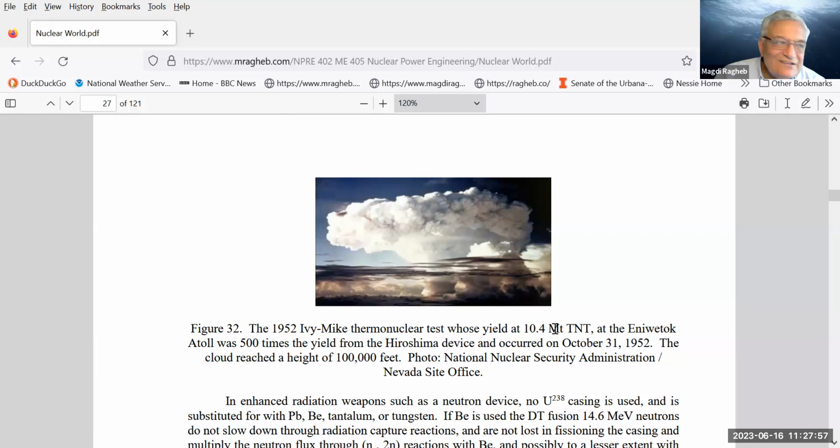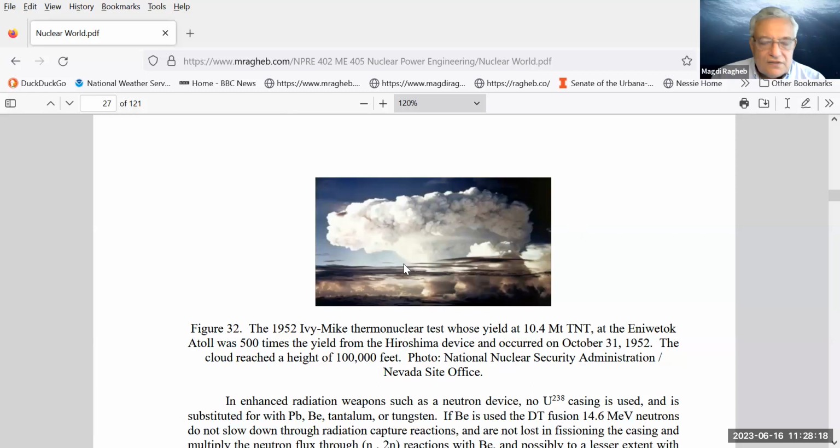So we're not talking kilotons now. Remember, Hiroshima was 15 kilotons. Nagasaki was 21 kilotons. Kilo is 1,000 as a Greek prefix. Here we are talking 10 million tons, 3 orders of magnitude, 1,000 times the energy release.